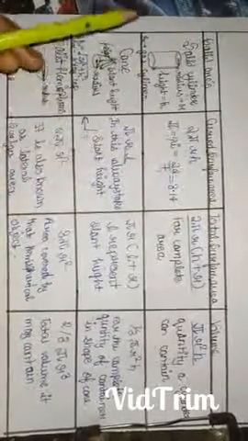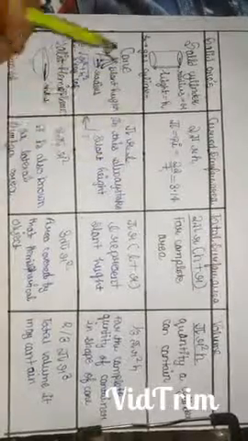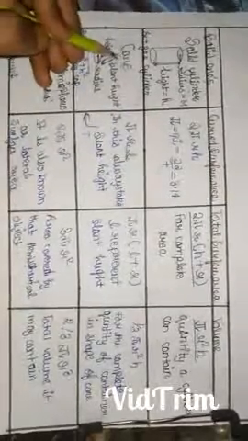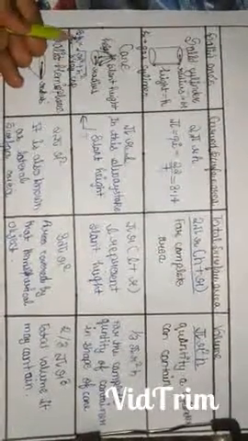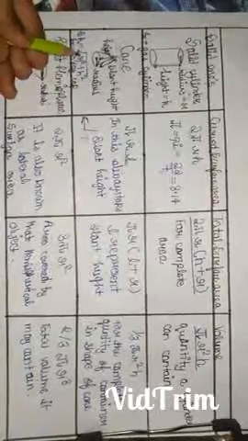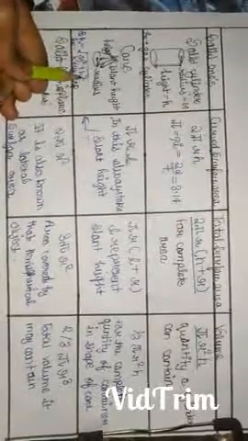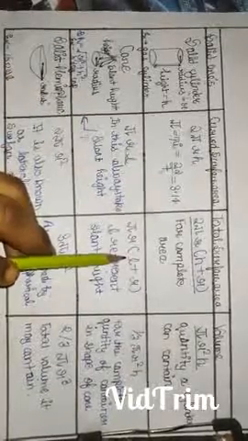Now come on cone. The curved surface area for a cone is pi r l. The L is a slant height. This is, and the height for the cone is this, and the radius this part. The formula for the slant height is square root of r square plus h square, which is very useful in curved surface area and total surface area.